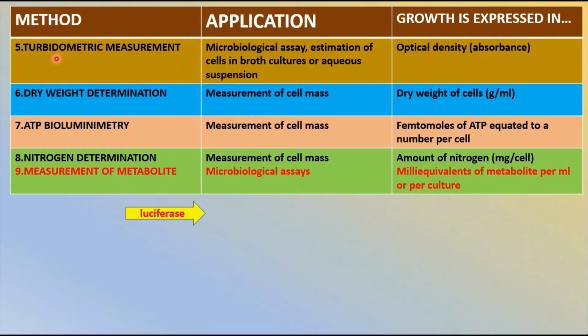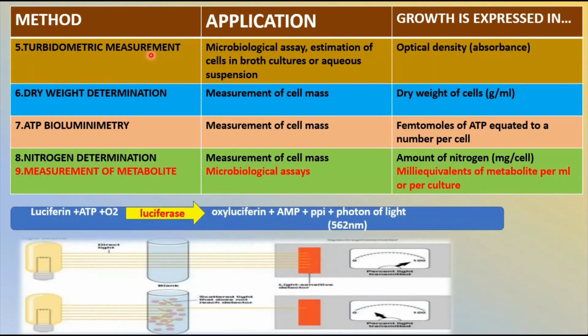Okay, so let's see the first one, turbidometric measurement. We have already learned about this one, where spectrophotometry or turbidometry methods are useful to estimate the number of cells in broth cultures or aqueous suspension, and the growth is expressed in optical density or absorbance, or even the percentage of transmission of light. And coming to the dry weight determination, where the microorganisms are cultured and then filtered.